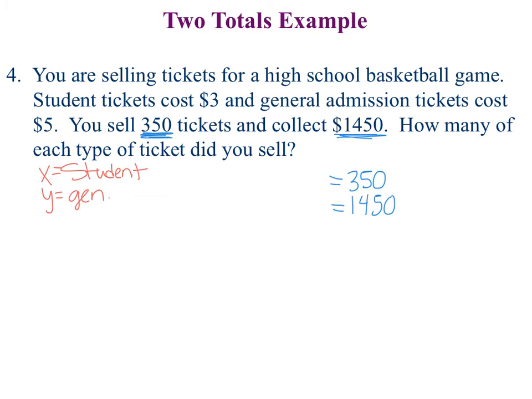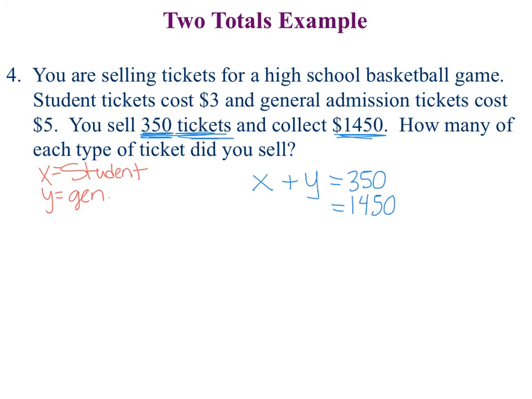So the 350 deals with tickets, and when I'm talking about tickets, I'm just referring in general to the number of tickets. So I have student and general admission. I don't know how many of each I sold, so I'm just going to keep that as X plus Y, so the total tickets, X plus Y, equals 350.